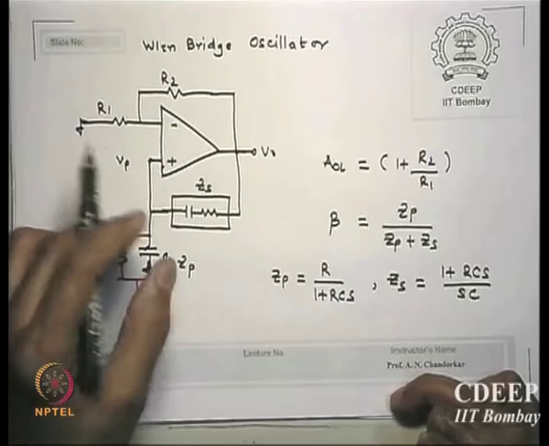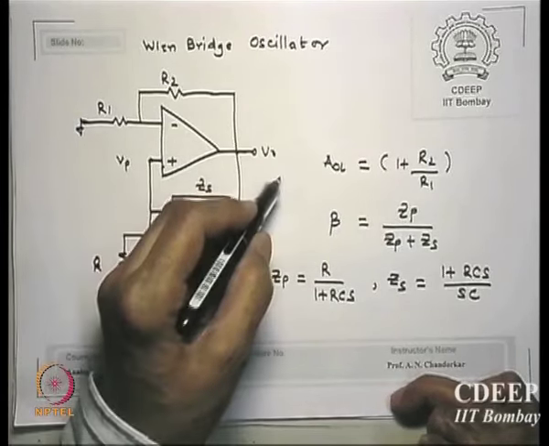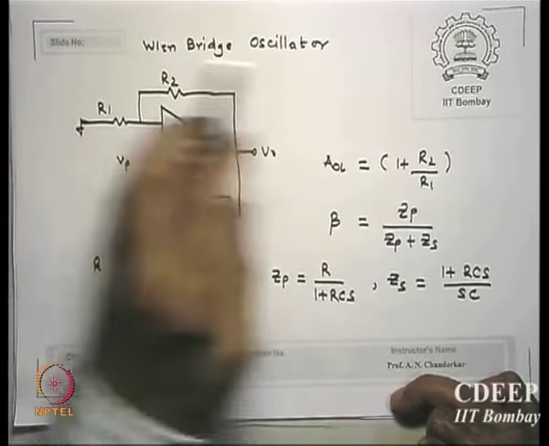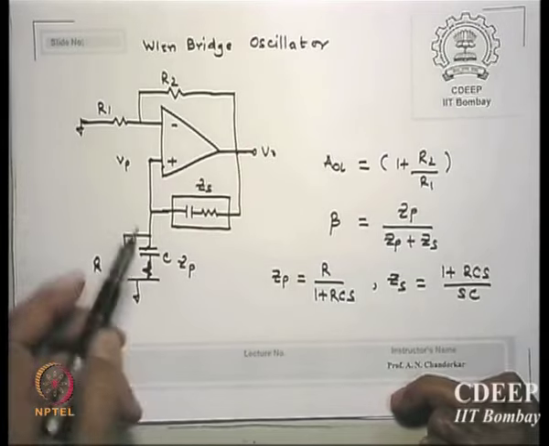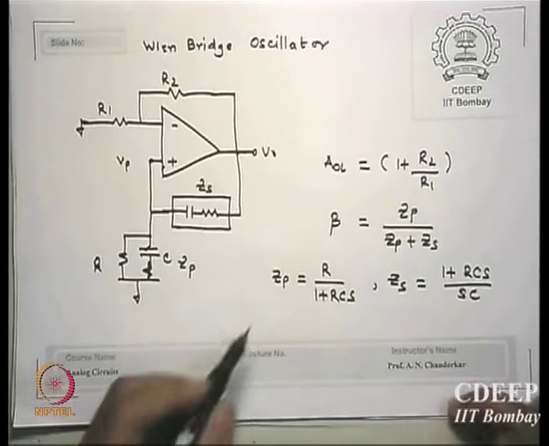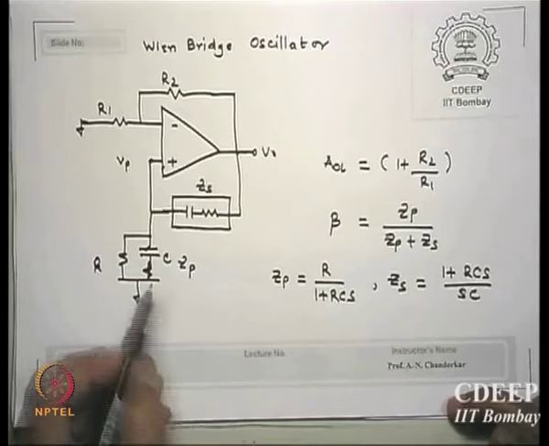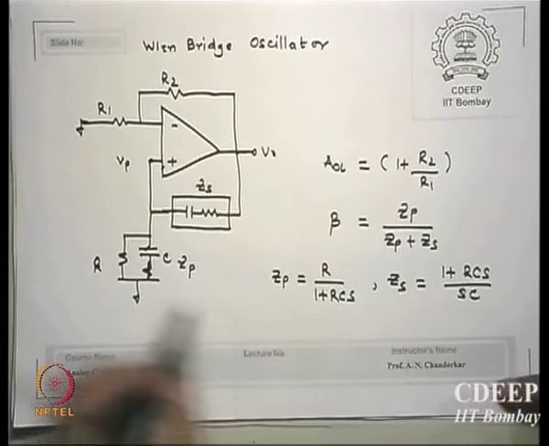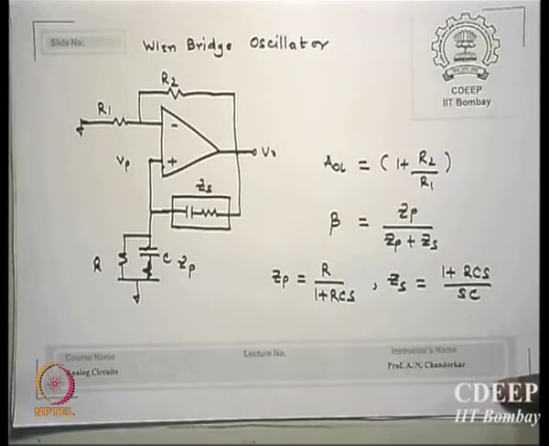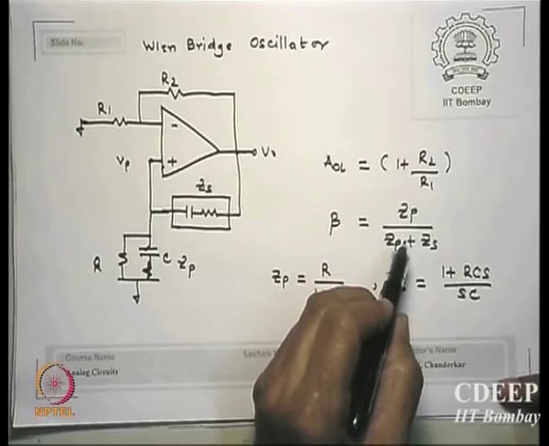This is in series, this is in parallel. So, Zp upon Zp plus Zs is essentially Vp by V0, which is your feedback factor. This voltage by this voltage is essentially the ratio of this upon this plus this. So, how much is Zp? The parallel combination of R and C: R upon 1 plus RCS. This is series, so Zs is 1 plus RCS by S. I can substitute this in the beta factor.